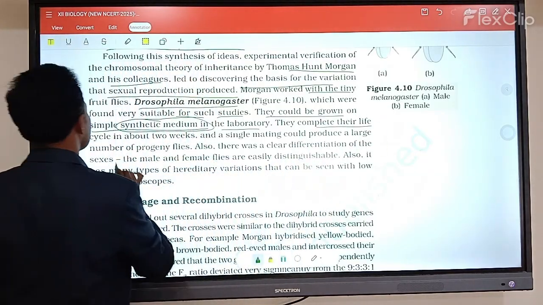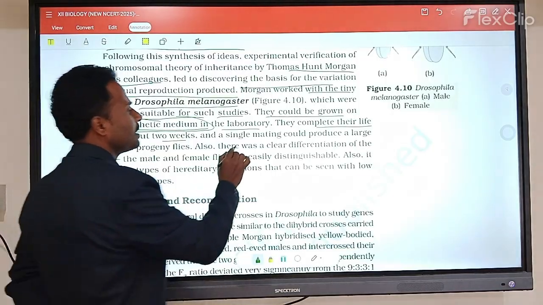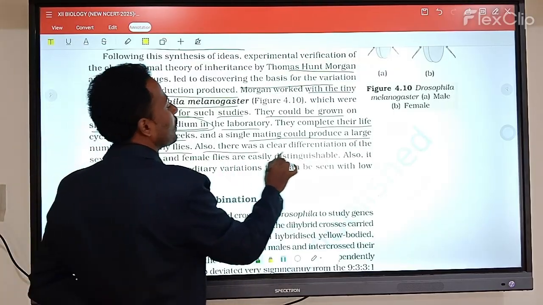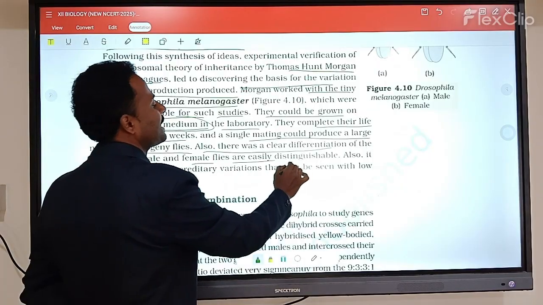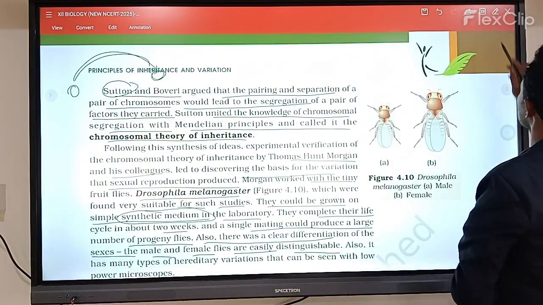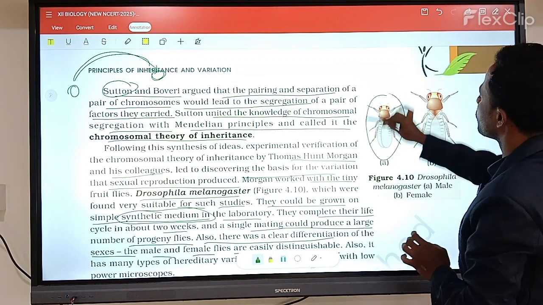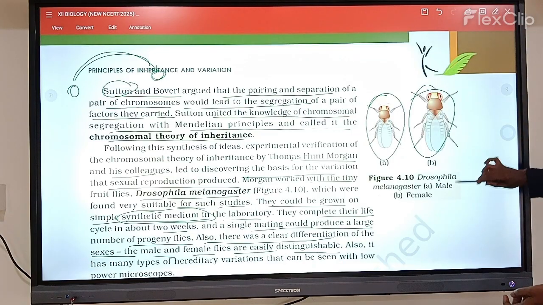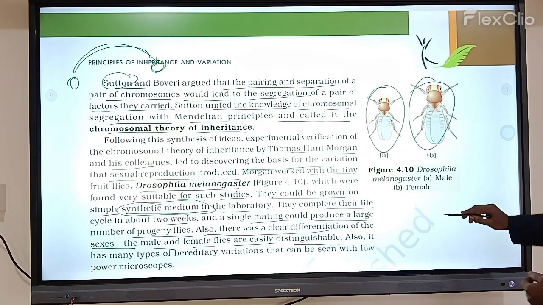They complete their life cycle within about two weeks. A simple mating can produce a large number of progeny flies. The differentiation of the sexes is also clear, and male and female flies are easily distinguishable. The male is small and the female is larger, so you can easily identify them. The sex organs can also be easily determined.